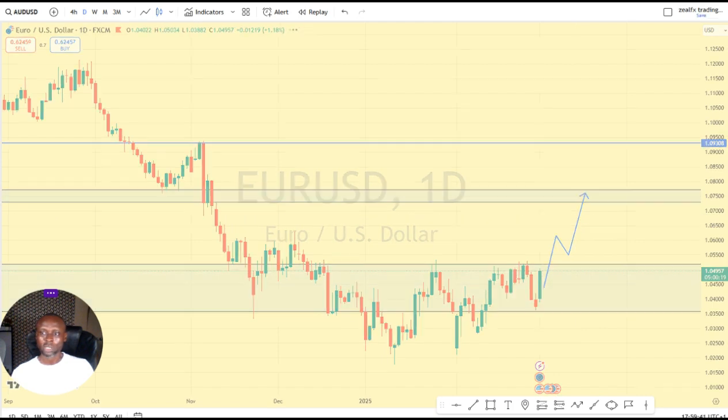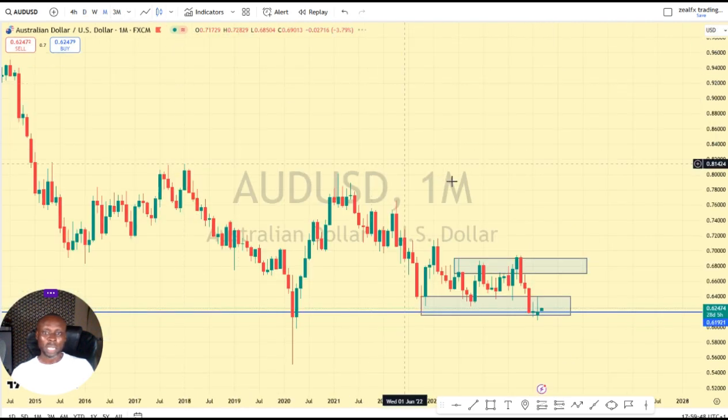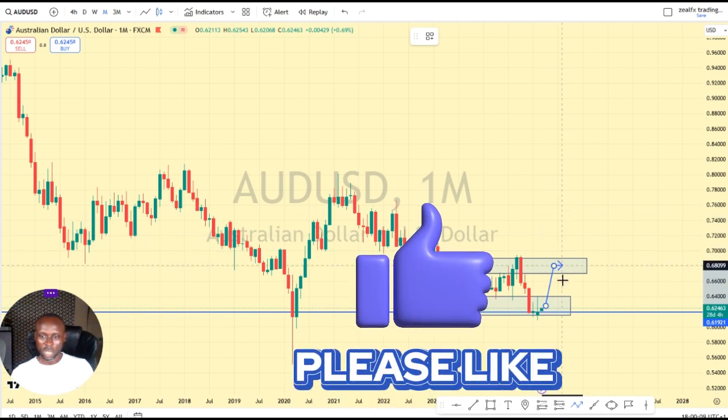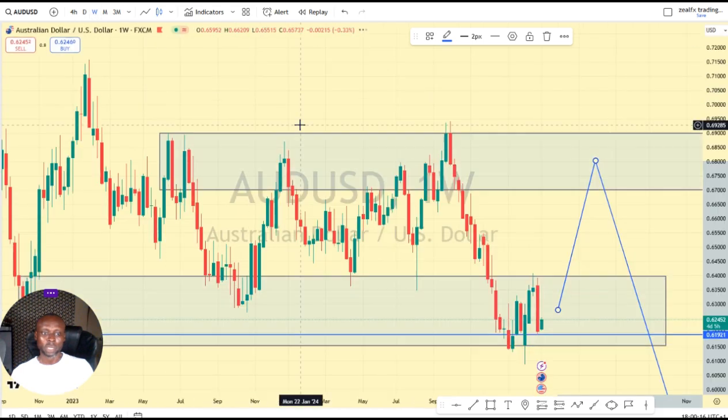So let's look at our next pair, which is the Australia USD. Australia USD on the monthly chart closed on the support level. So long as price closed on the support level on Australia USD, we expect price to continue to push higher for the Australia USD. So we'll expect price to move to this next resistance level. A break of this resistance level, we see price pushing higher, but if price fails, we see price resume the downtrend for the Australia USD. So let's look at the weekly chart of the Australia USD.